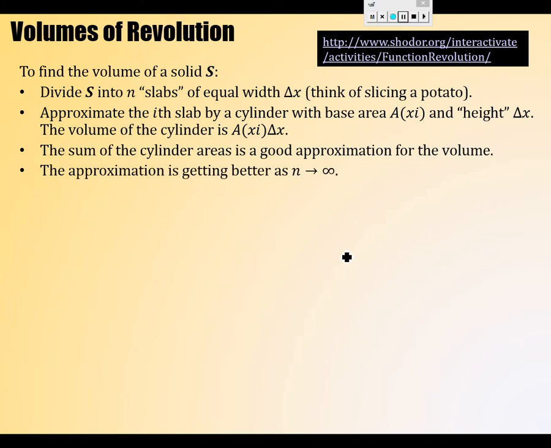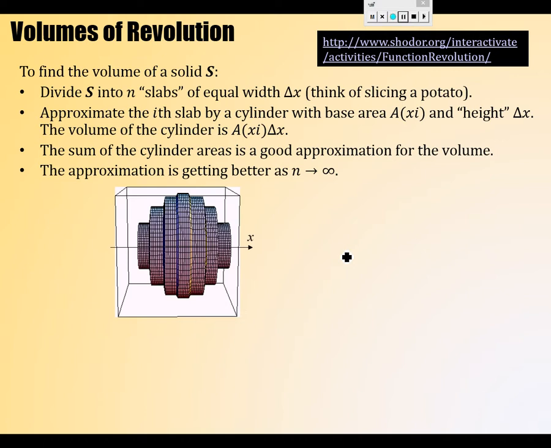So each of those slabs, in our case today, will be cylinders. We can apply this technique to all sorts of volumes, but the ones of interest today are ones where, when we take the cross-sectional area, we get circles. So these slabs that we're talking about will really be infinitely thin cylinders, right?